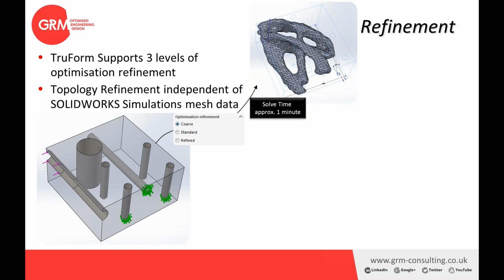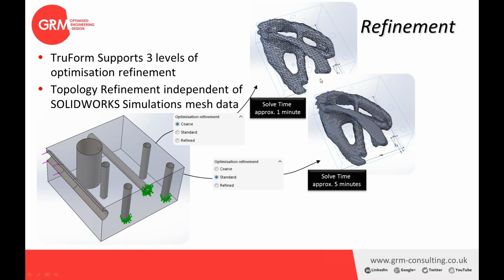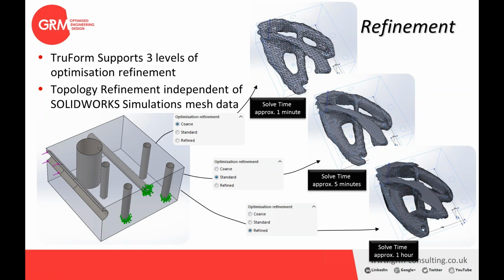To go through the 3 refinement levels, we have coarse, which will present a topology result in approximately 1 minute, so you can get very fast indicative results of the optimization of your part. The standard default refinement level will take between 5 and 10 minutes to develop an optimum solution for you. And once you have done some of the early studies and you want a more refined solution to ensure you're capturing all of the efficiencies of the topology process, you can run a refined optimization, which will take approximately 40 minutes to 1 hour to solve.